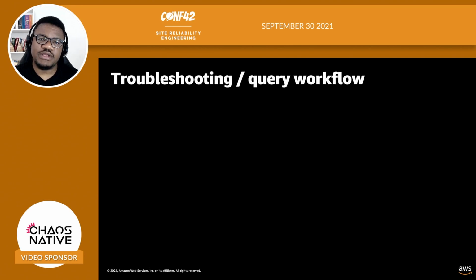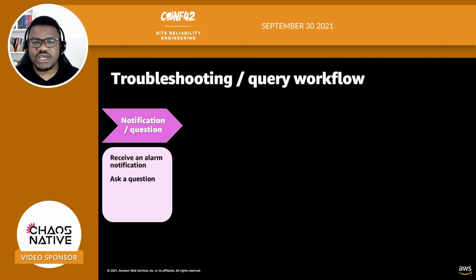Now, if you have a problem within your system and you want to look at a typical troubleshooting workflow when you have observability tooling put in place, the first thing you mostly do is you ask a question. And this is really what observability helps you to achieve. You can ask a question to say, why is my system behaving this way? Or you might receive an alarm or a notification about an issue.